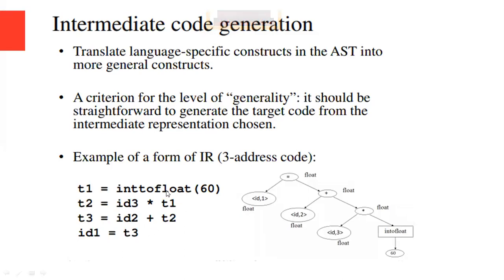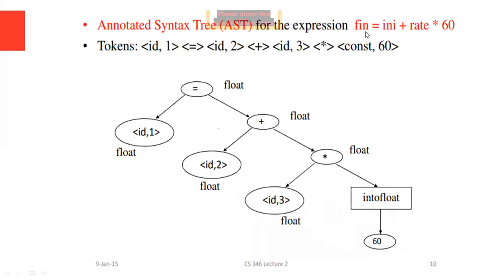So in intermediate code generation, the maximum is 3 addresses. It may be less. So maximum 3 will be there, and minimum can be any number. Okay, so that is the example of the form of intermediate representation, that is three address code. So this is the intermediate code generation. Okay, so all of you know three address code from the previous syntax. So this is FIN is equals to INI plus rate into 60.